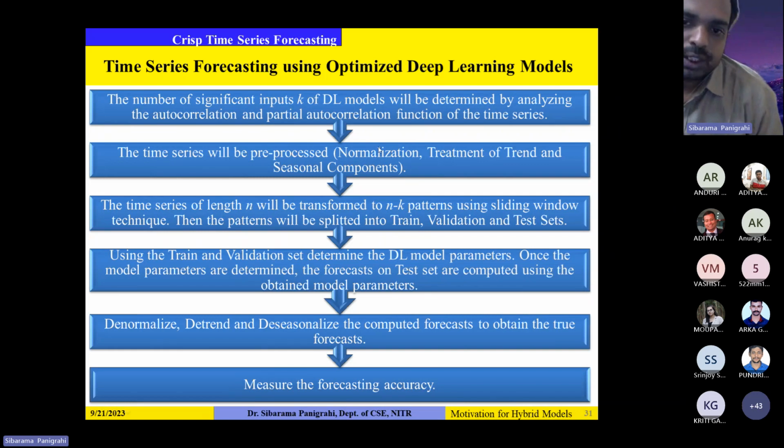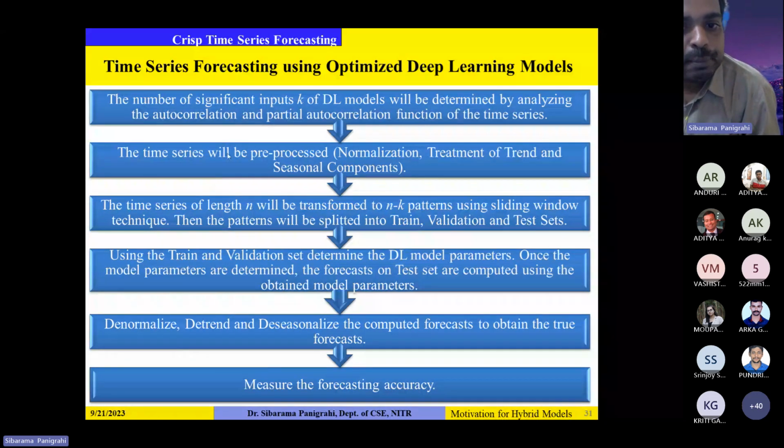There are so many methods for normalization itself, 5 to 7 methods. For treatment of trend, there are 2 to 3 methods. Treatment of the seasonality component is itself a research area, right? So you can use any method, and you can use different methods to check the sensitivity of your model, right?